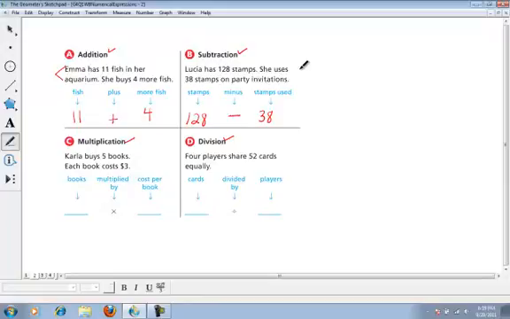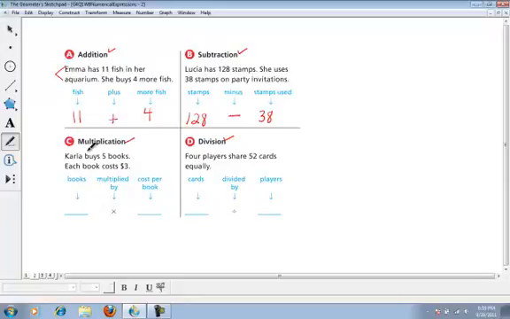You see that? The key to translating a situation into math language is to picture what's going on in your mind. Can you imagine Lucia having 128 stamps and imagine her putting 38 stamps on invitations? Every one that she puts on an invitation, she's taking away from the 128 stamps she has. So using your imagination and making pictures in your mind is a great way to help you translate a situation into a numerical expression or into math language.